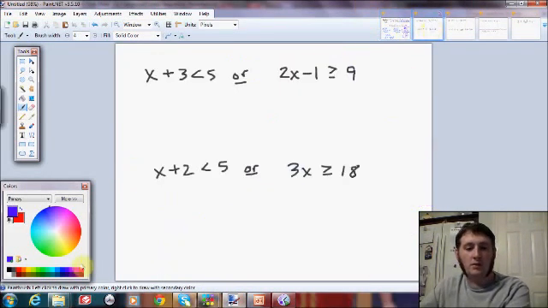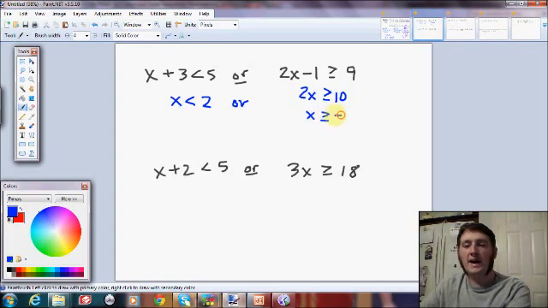Here we go. Switch back to blue. Let's see. We would subtract 3 on both sides. X is less than 2. Or, let's see, add 1. 2x is greater than or equal to 10. Divide by 2 on both sides. X is greater than or equal to 5. So there's our solution. X is less than 2 or greater than or equal to 5.